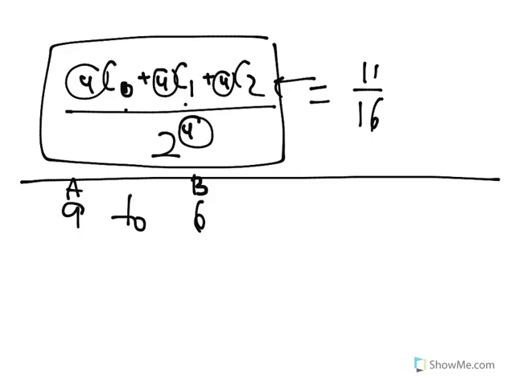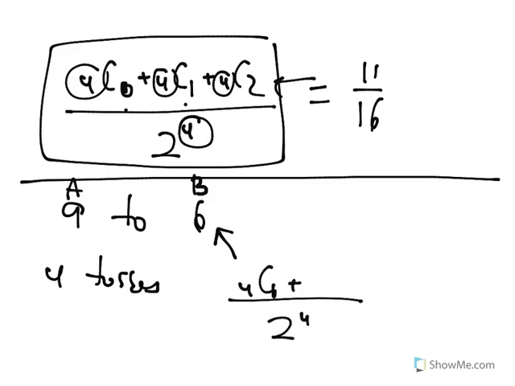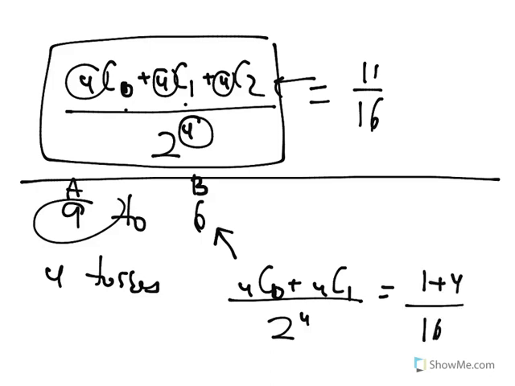Okay, now for this one, it's going to be four tosses again. That's because if in 3 tosses it could become 9-9, and then one more is going to be the winner. So it's still going to be 2 to the 4th in the denominator, and it's still going to be 4C0, but it's just going to be 4C1 here, because A only needs one point to win. So 1 plus 4 over 16, or 5.